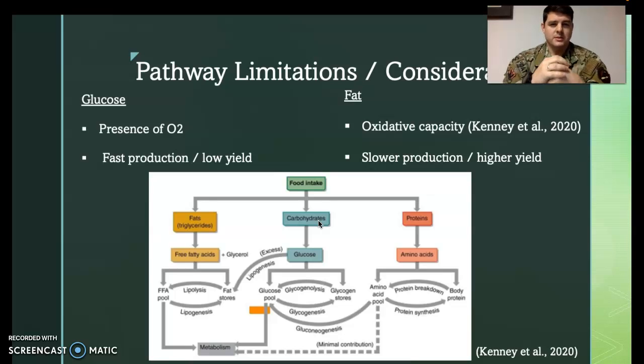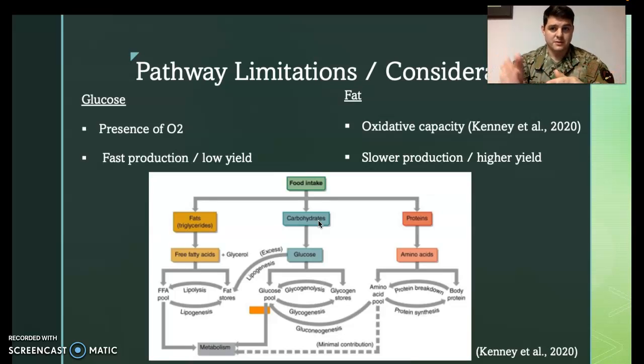So, some pathway limitations and considerations. Looking at this diagram, which I pulled from a book I had from another class, Kinney et al. 2020, there are fats, carbohydrates, and proteins. There are 3 methods that we can pull from that food intake, so not one source of metabolism is going to take full reign over everything. There's going to be a pull from all three of these throughout whatever the training event is.